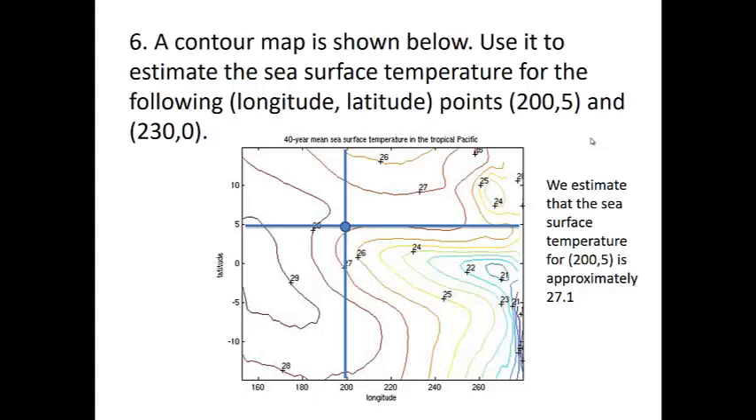A number just a little bit greater than 27. All right, what about at the point (230, 0)? So we want to find the longitude line of 230 and latitude of 0. So we're looking at a point right about there. It's really close to that level curve of 24, but just a little bit smaller than 24. So we may estimate that the sea surface temperature at this point is, say, 23.9. So something just a little bit smaller than 24.